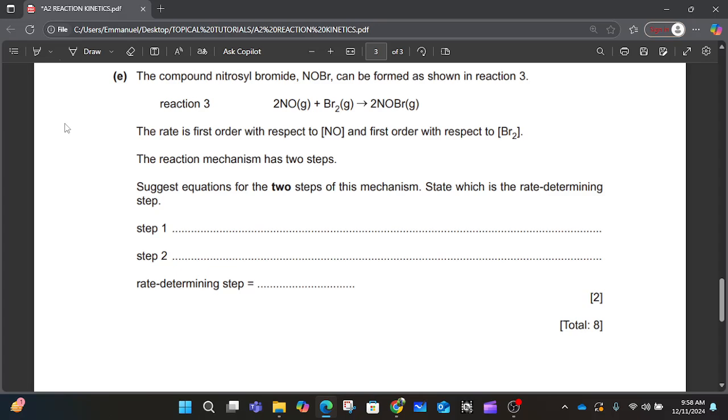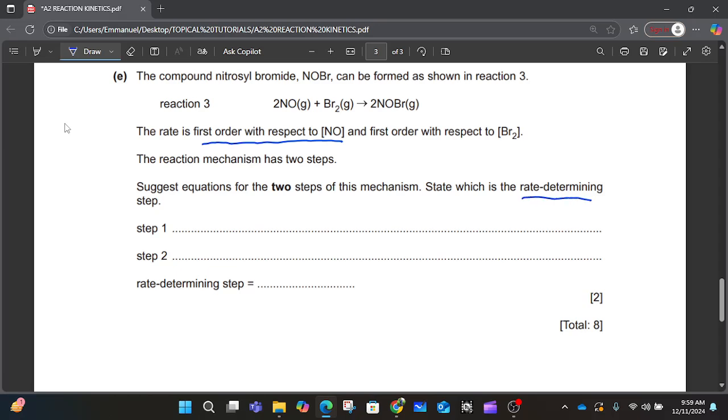E. The compound nitrosyl bromide, NOBr, can be formed as shown in reaction 3. 2NO gas plus Br2 gas giving 2NOBr gas. The rate is first order with respect to the concentration of NO and first order with respect to the concentration of Br2. The reaction mechanism has two steps. Write equations for the two steps of this mechanism. State which is the rate determining step.